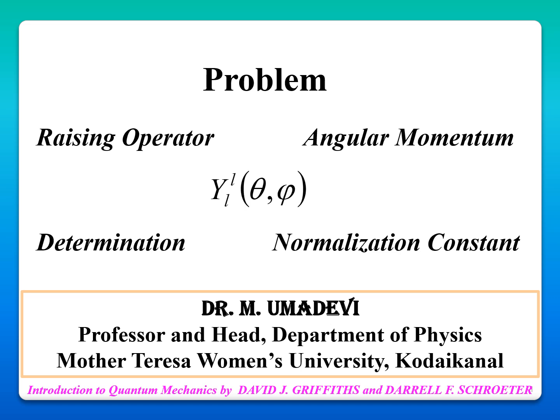Now we'll see a problem in quantum mechanics. It is regarding the raising operator in terms of angular momentum, and that will operate on the spherical harmonics with l equal to m. And next we have to determine the value of the spherical harmonics with l equal to m in terms of theta and phi. Then we have to find the value of the normalization constant.